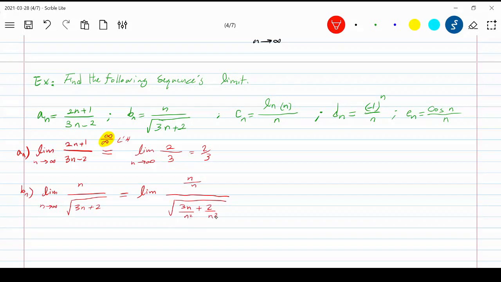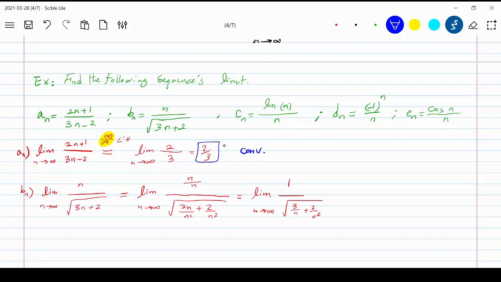Because the square root of n squared is exactly the same as n, I divide the numerator and denominator by the same term. Limit, what would be the numerator? 1. And the denominator here would be the square root of 3 over n plus 2 over n squared as n approaches infinity. By the way, for the last example I forgot to mention, we're dealing with a convergent sequence since a_n is bounded, approaching the limit that exists, 2/3.